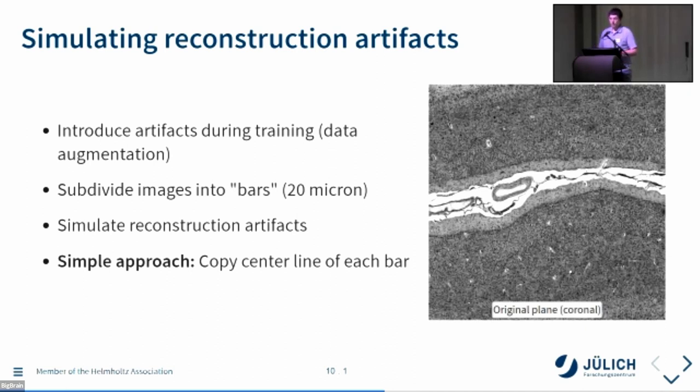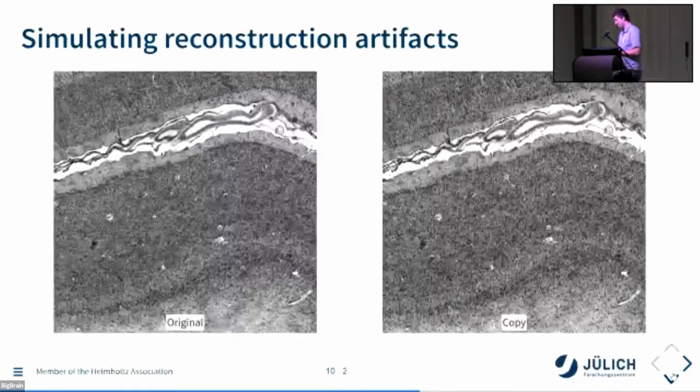For the first one, we took a very simple approach, where we said, okay, the artifacts are always visible as these bars with a thickness equivalent to the section thickness, so 20 micron. So we said, okay, let's try to simulate this. The simple approach here was to subdivide the images into bars, take the center line of each of these bars, and then just replicate this. And now it would be great if you push the downward button again, because I can't do this with the remote here. Yeah, thank you very much.